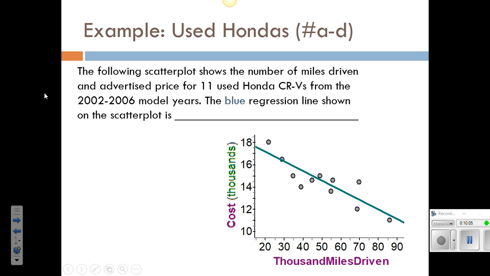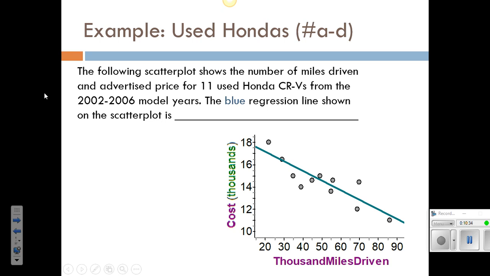Okay, so the following scatter plot shows the number of miles driven and the advertised price for 11 used Honda CRVs from the years 2002 to 2006 models. Now, what we're going to do is, you guys have this on your paper. It's not up here on the board, but I already have a scatter plot here to show you. You see you have a table of values over to the right on your notes? Okay, we're going to use those, and we're going to type those in, and we're going to come up with this regression line, and we're going to write it here. All right, you guys good with that?